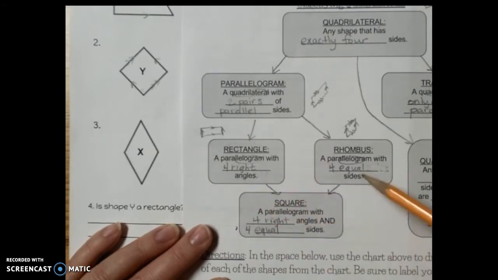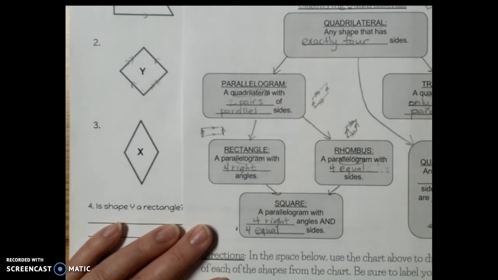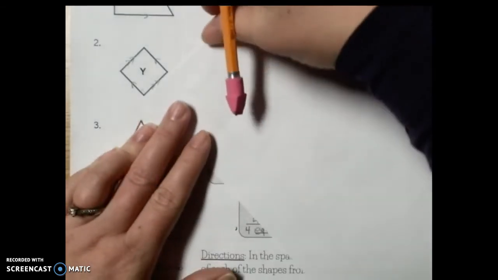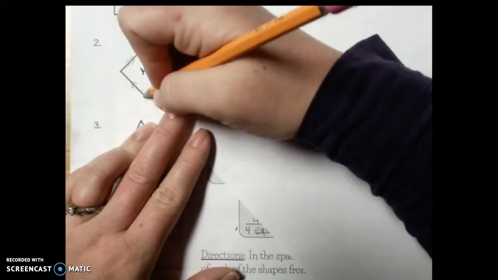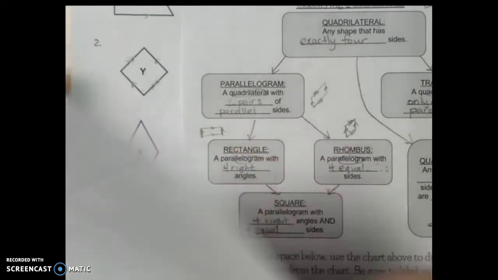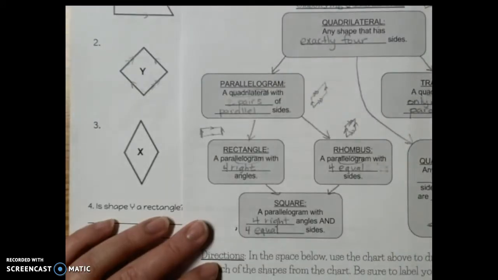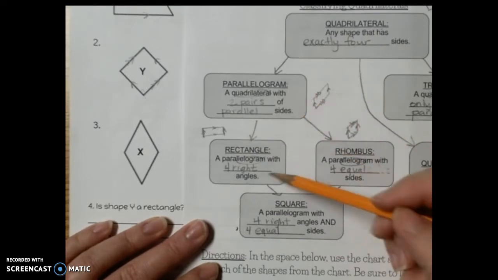I'm going to keep going. Let's check rhombus real quick. A parallelogram with equal sides. Well, the best way to check that is if you have a ruler, you could measure. But also, what I do is put a little line on the corner, a little line here, and then I just rotate around and see if it's the same length. And it is. Okay, since all 4 sides are equal, we could also call this a rhombus.